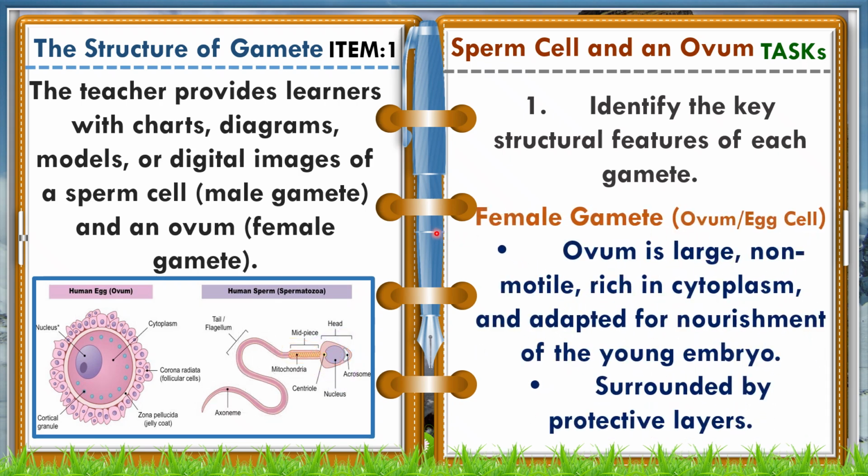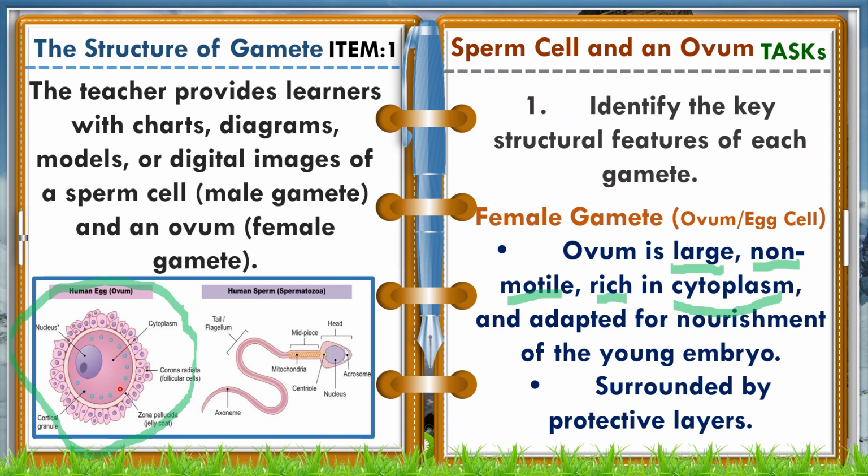Let's now look at the female gamete, the ovum or the egg cell. So here, the ovum is large and non-motile. It is rich in cytoplasm. So when we look at our egg here, it is very large compared to the male gamete. And it has the cytoplasm, the whole of this middle part here.